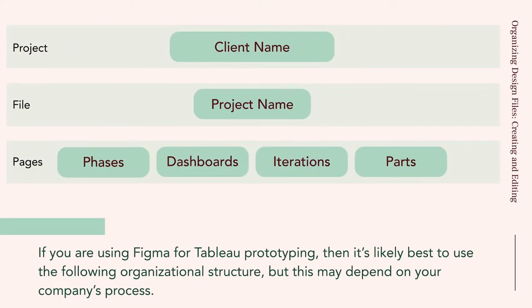So if you're using Figma for Tableau prototyping, or any type of prototyping really, you probably want to do it with this type of organizational structure, but this is really going to depend on your company's process, your process with how you work through the prototyping phase of development. So for me, the project level is often the client that I'm working on. And then within that, the file name is going to be the project name.